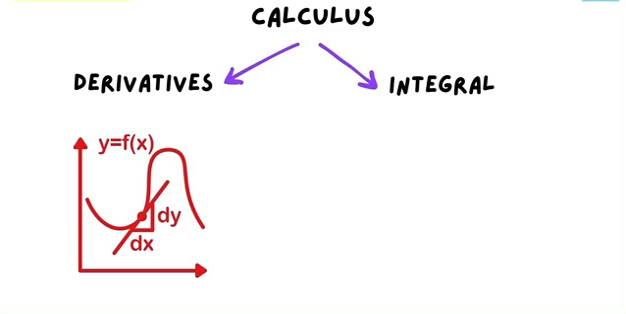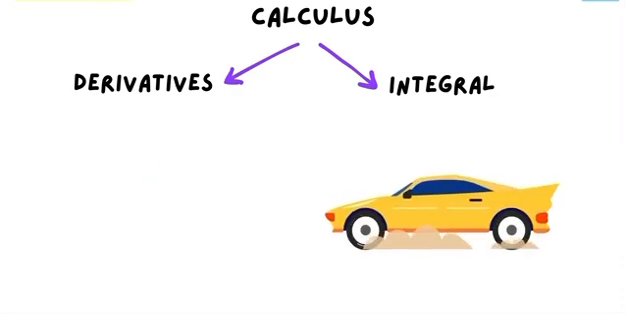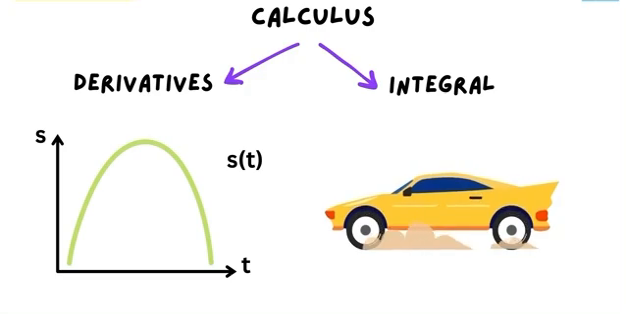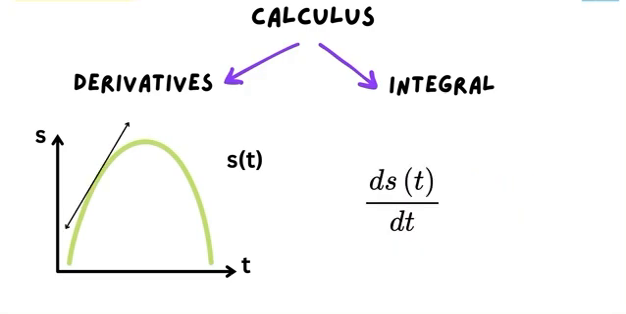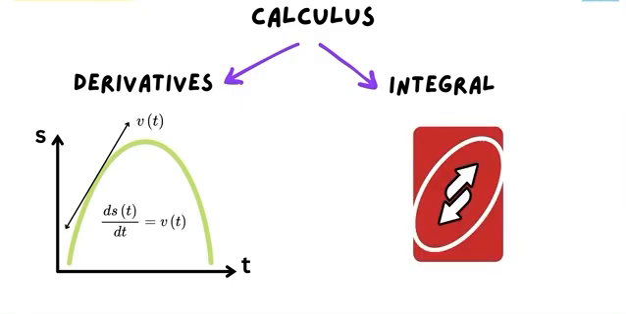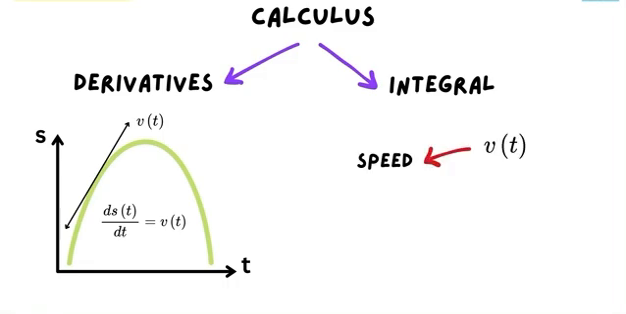A derivative, which measures slopes of curves, tells us the rate of change of one quantity with respect to another. If you are driving and your distance traveled is given by s of t, where t is time, then the derivative of distance with respect to time gives us speed. Integration is the reverse process of differentiation. If a car's speed is given by v of t, and we want to find the total distance traveled by the car, we integrate it like this.